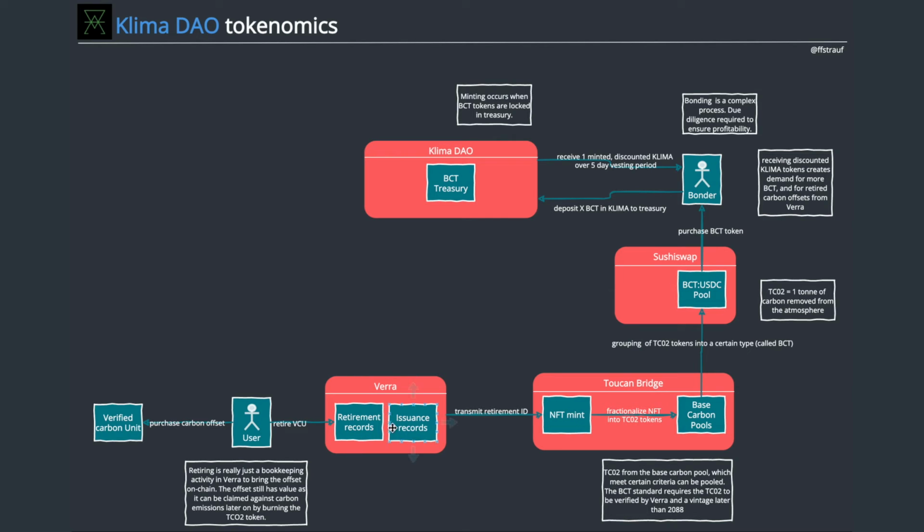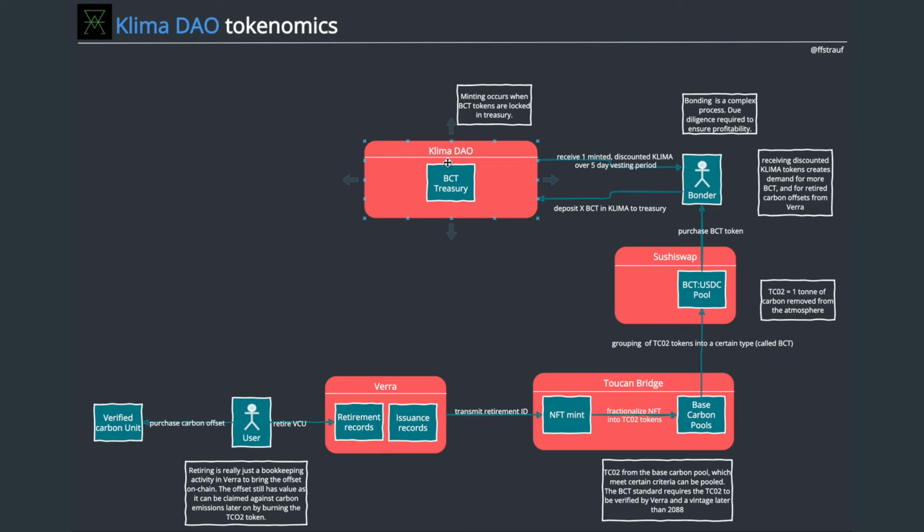200 tons. And then this is retired into this Verra system. And then this is transmitted into the token bridge. The token bridge mints an NFT and says, okay, this is for the 100 or 200 tons. And then these are then fractionalized into these tokens. And if these tokens have a certain standard, so they're not older than 2008, then they get grouped into this BCT.